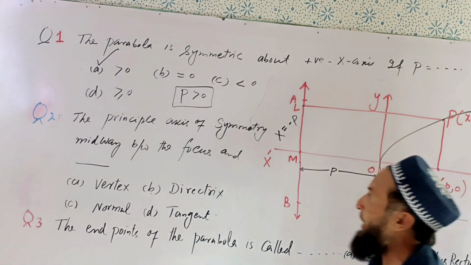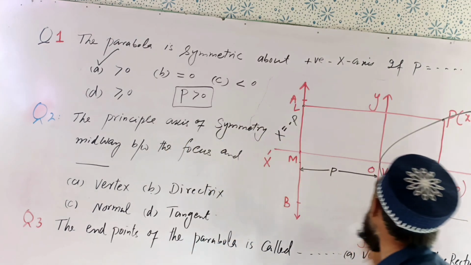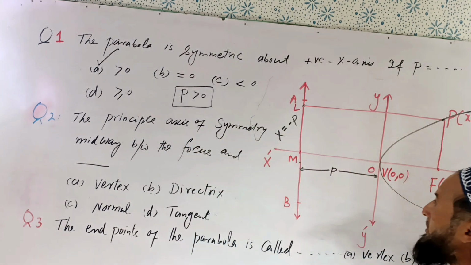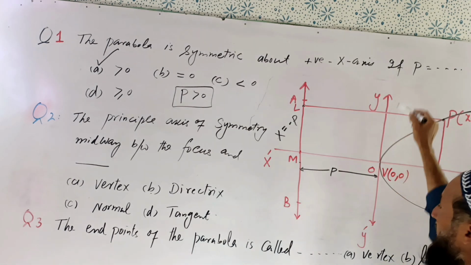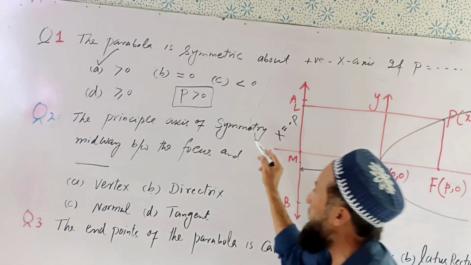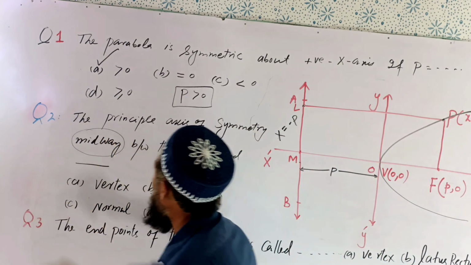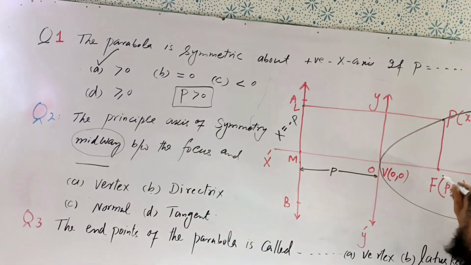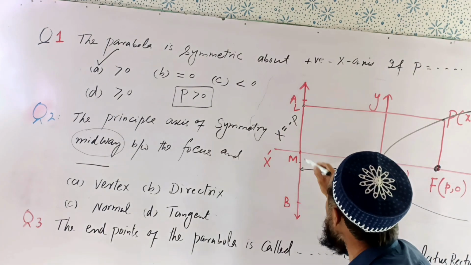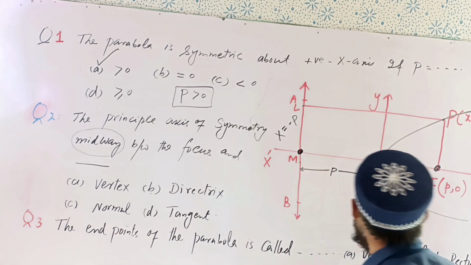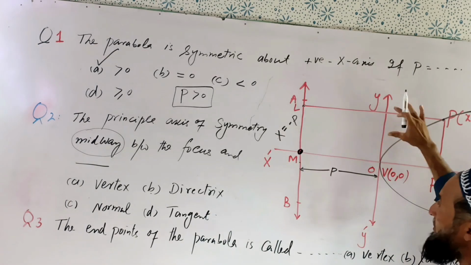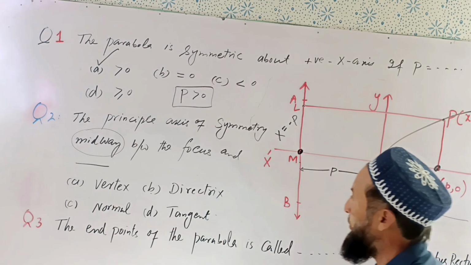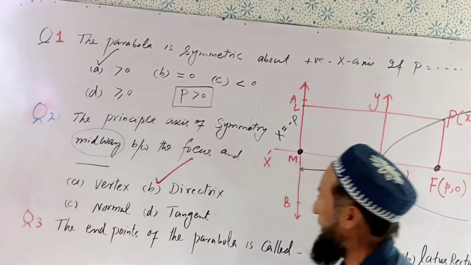Question number 2, the principal axis. The principal axis means here the x-axis and y-axis of symmetry, the axis of symmetry of this parabola. It is the midpoint between the focus and the directrix line. This line is the directrix line. So the point between the focus and the directrix line is called the principal axis, midway between the two. So here we get the directrix.